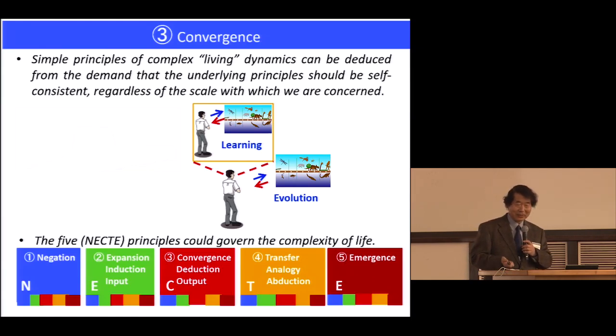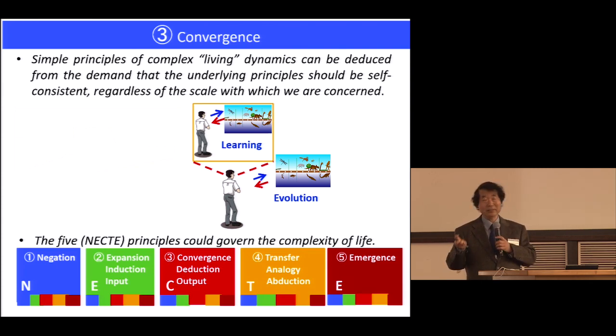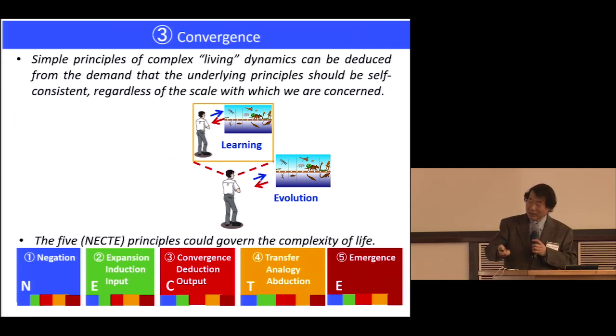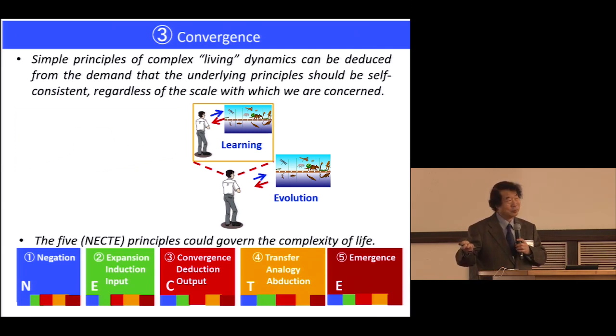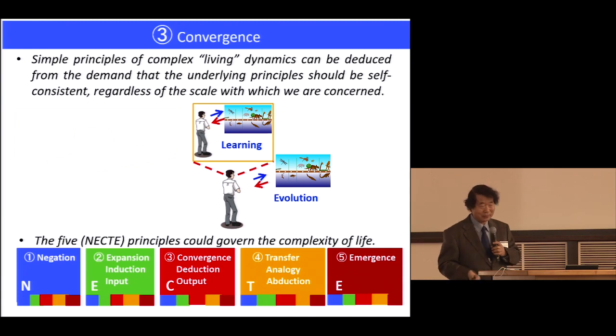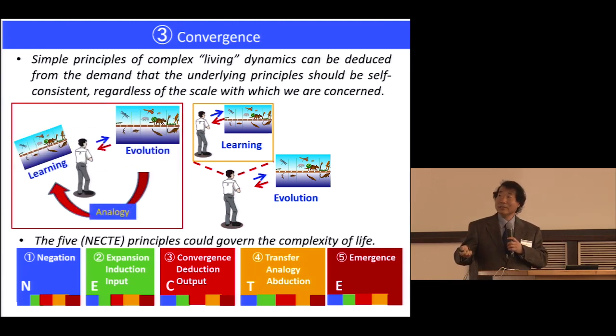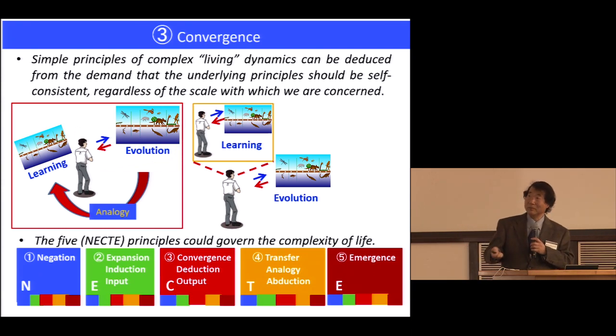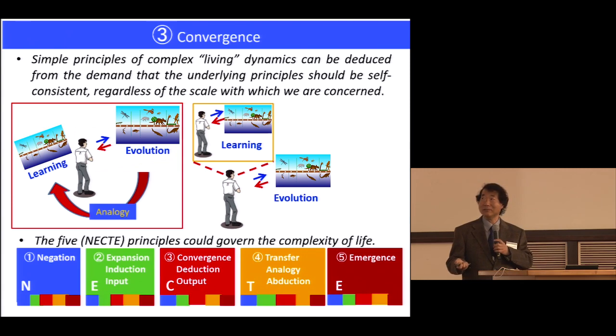Now consider convergence. Actually, this is a conclusion, but in order to get a conclusion, we are using these principles. It is a sort of dilemma, as I show you in this kind of picture. So there must be some analogous situation between outside world evolutionary phenomena and learning phenomena within us. It leads to some analogous situation. We go to the fourth step, transfer or analogy or abduction.